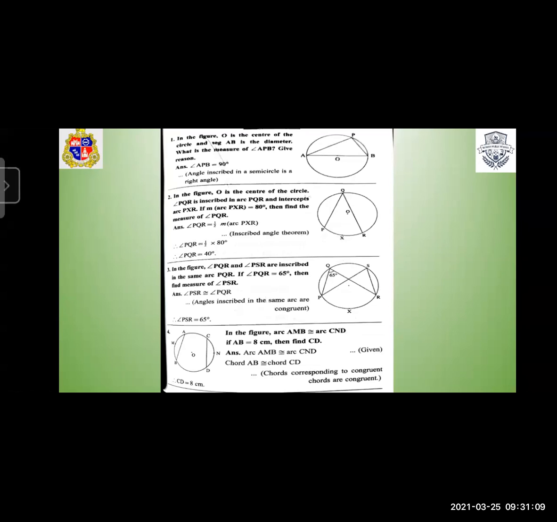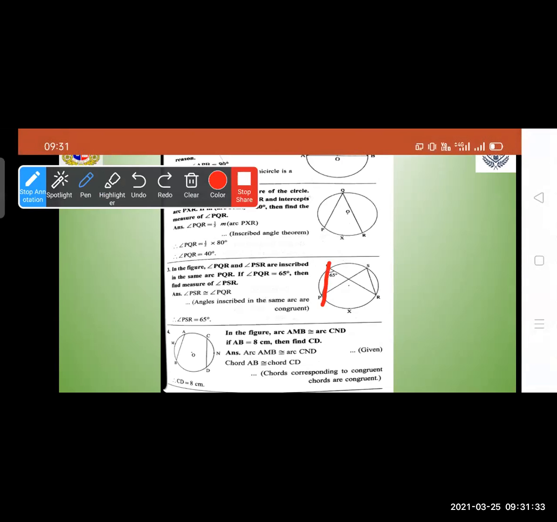In the figure, angle PQR and PSR are inscribed in the same arc PQR, and if PQR is 65, then find the measure of PSR. To find PSR, PQR and this one will be congruent, so angle Q is congruent to angle S, so S will also be 65 degrees. That is, inscribed in the same arc. Why are we saying that? This is inscribed by the same arc and this is inscribed by this. So the inscribed arc is the same, then this angle is 65, and this one is also 65.